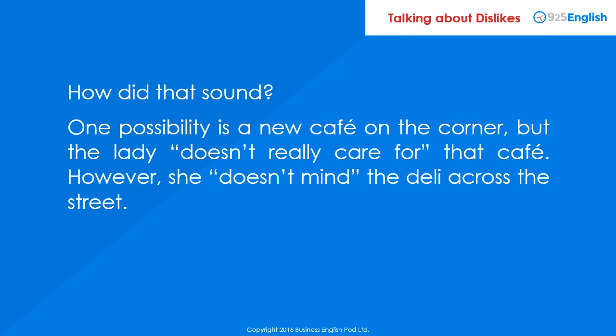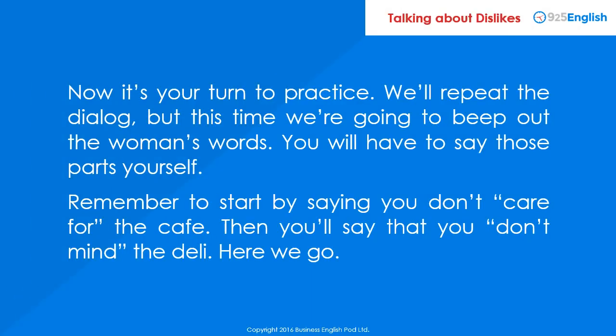How did that sound? One possibility is a new cafe on the corner, but the lady doesn't really care for that cafe. However, she doesn't mind the deli across the street. Now it's your turn to practice. We'll repeat the dialogue, but this time we're going to beep out the woman's words. You will have to say those parts yourself. Remember to start by saying you don't care for the cafe. Then you'll say that you don't mind the deli. Here we go.